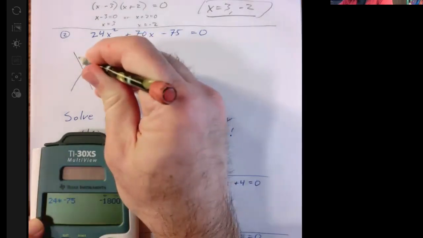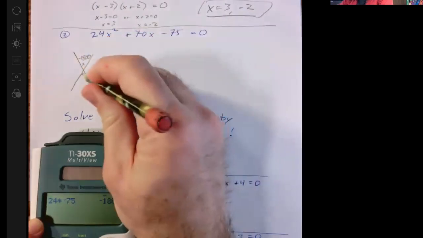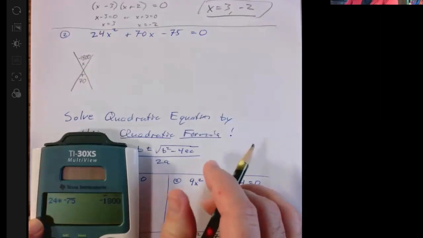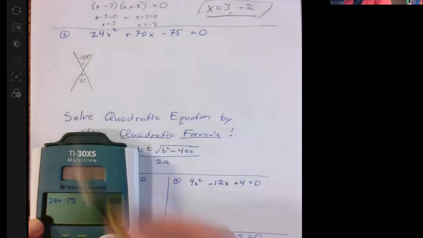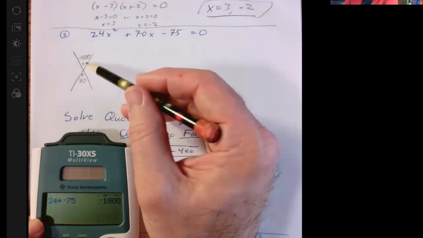-1800. I'm looking for 2 numbers to make -1800 that add to 70. Oh my gosh, that's huge, right? Look at that, 24 times -75. Let me double check. Yeah, what are the factors of this? Well, there's a lot of them. I'll tell you that right now.